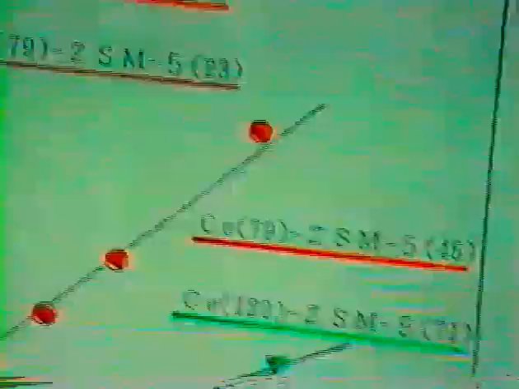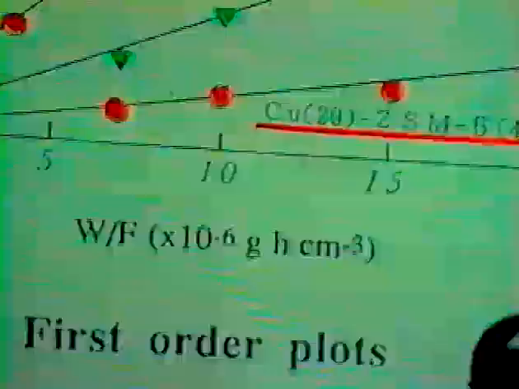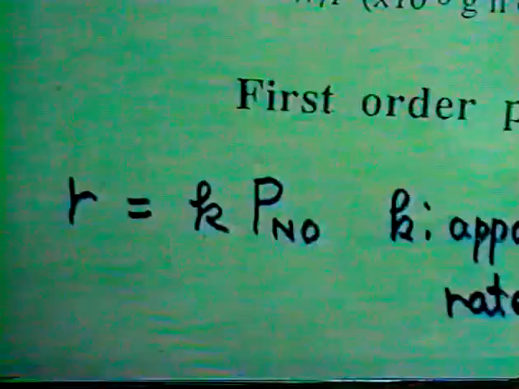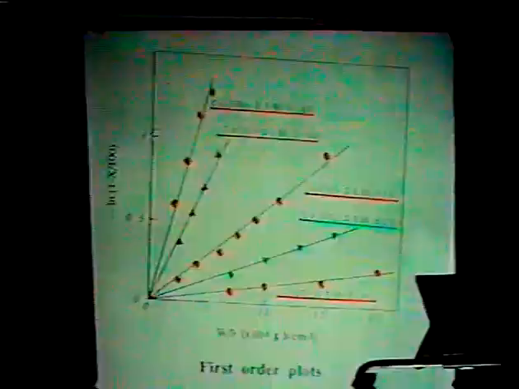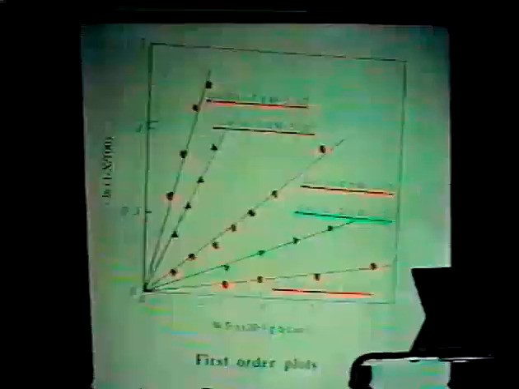This figure shows the change in nitrogen yields with W over F at 573 K on copper ZSM5 having various Cu2 plus exchange level and silicon to aluminum ratio. The results were then treated assuming that the reaction rate has first order dependence on the concentration of nitric oxide. The first order plots are shown here. Linear relations are obtained for all the catalysts.